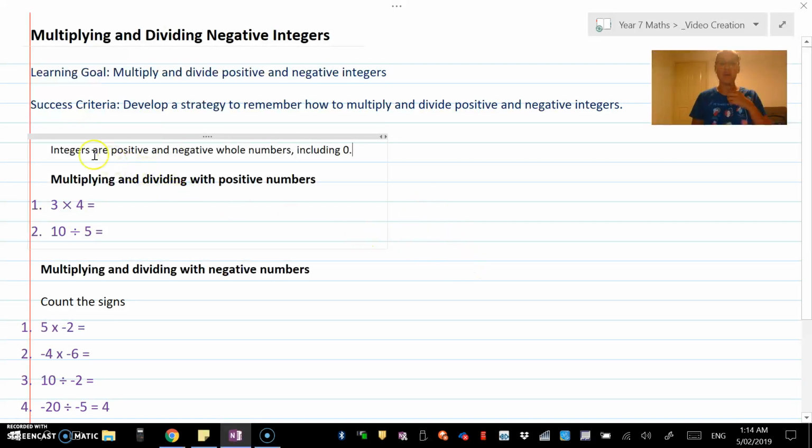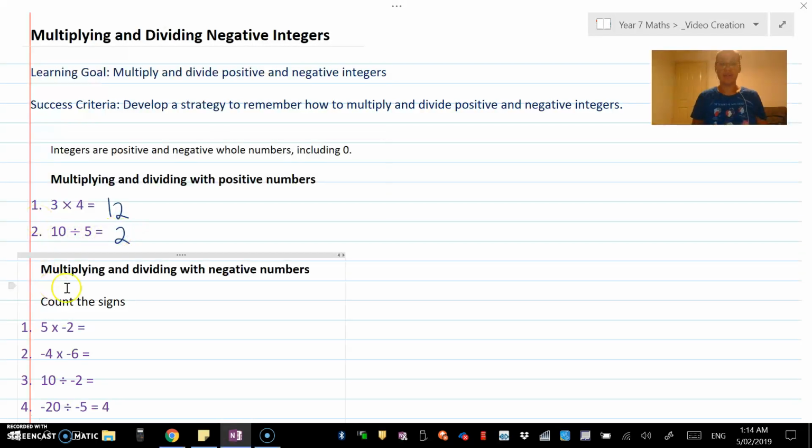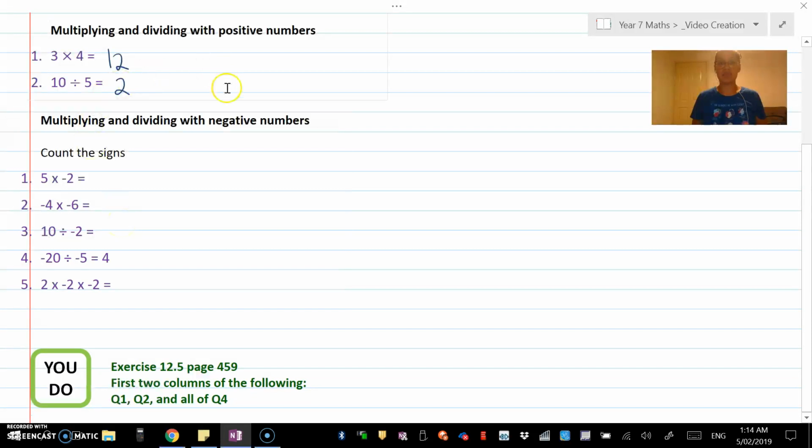So if we look back, remember integers are both positive and negative numbers, like the whole numbers, so our counting ones, including 0. So if we look at what you already know about multiplication and division with positive numbers, we take the two numbers and we actually do the multiplication operation. So 3 times 4 is 12, and 10 divided by 5 is 2. But it's a similar concept with negative numbers. However, you just got to keep an eye on the amount of signs.